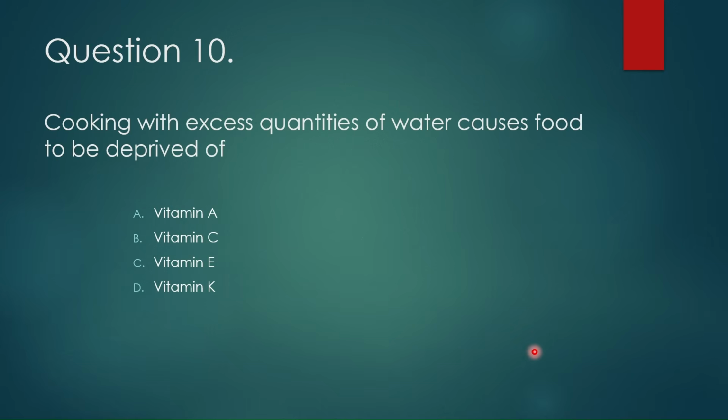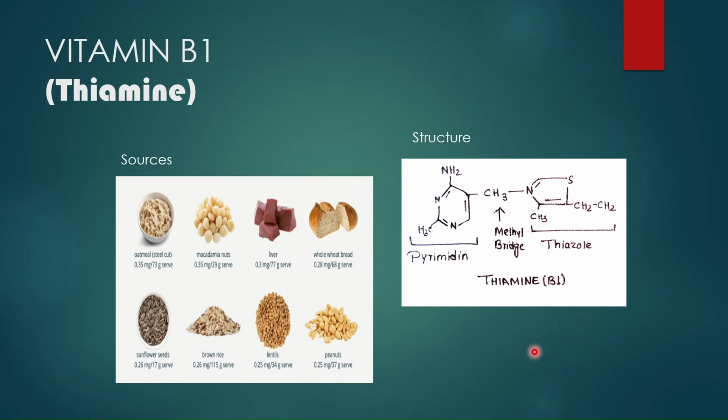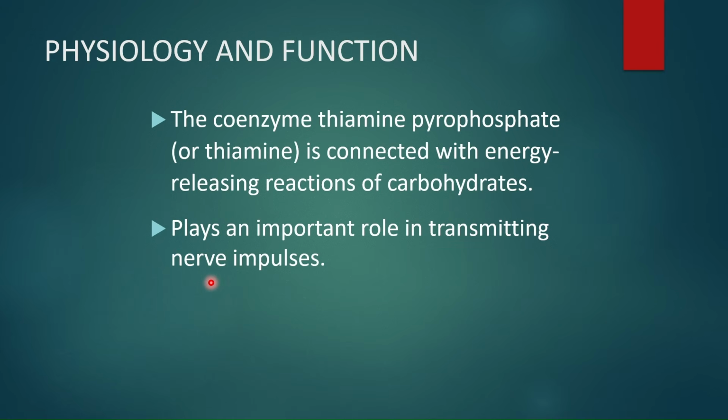Let's move to our next water-soluble vitamin, the B complex. The first member of the vitamin B complex is vitamin B1, that is thiamine. You can see the structure of thiamine in the image here. Thiamine has a pyrimidine ring and a thiazole ring connected by a methylene bridge. Sources of vitamin B1 include cereals, pulses, etc. Physiology and function of vitamin B1.